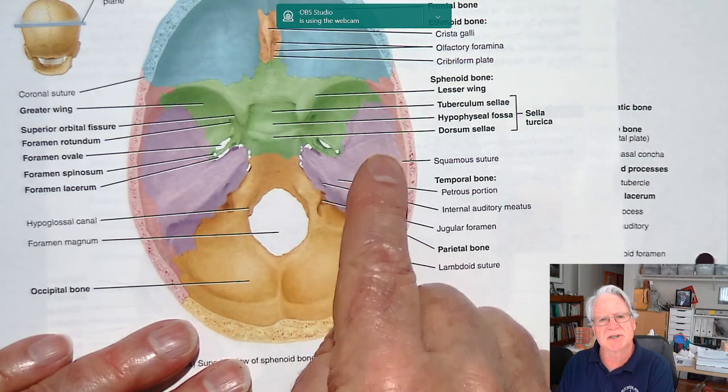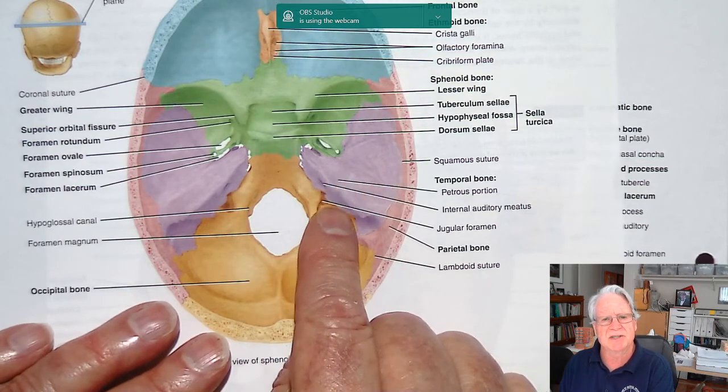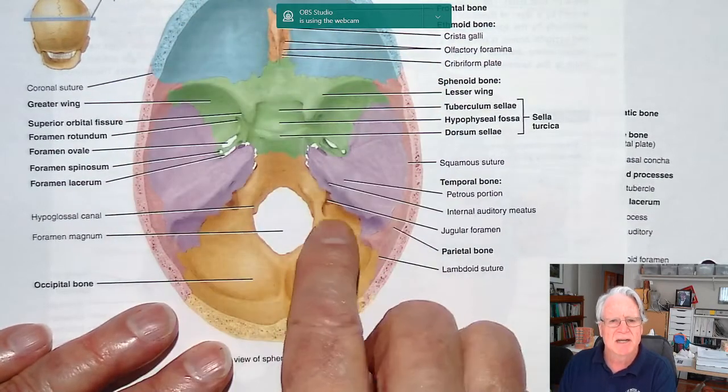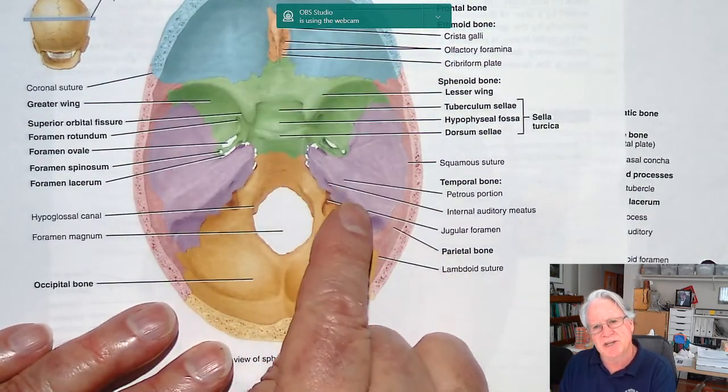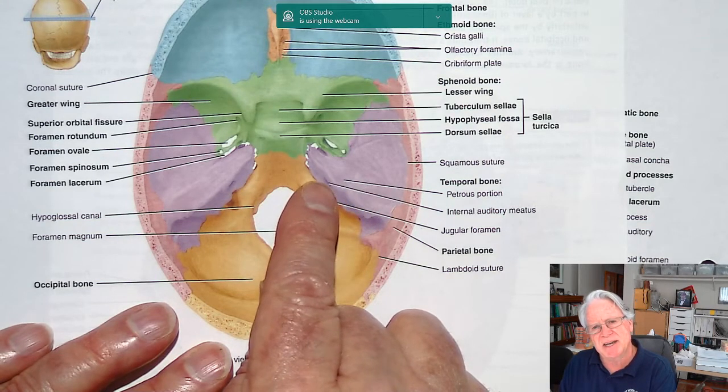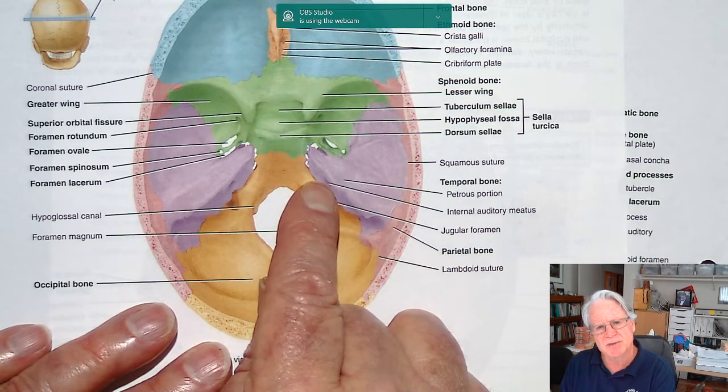this, again, this purple is the temporal bone. Here's the interior view, so your brain is sitting inside here. And there's a ridge right here, and you can just barely make out a little opening right here. And this is the internal auditory meatus. That opening is right there.